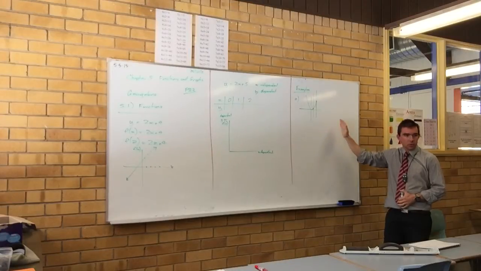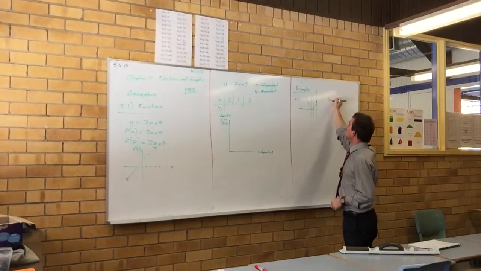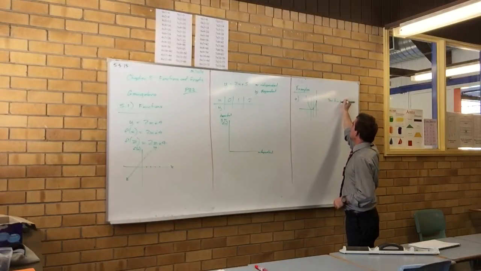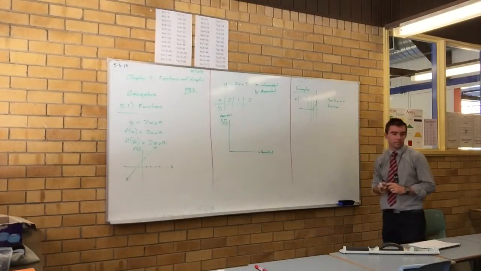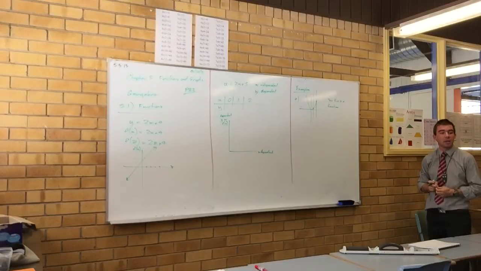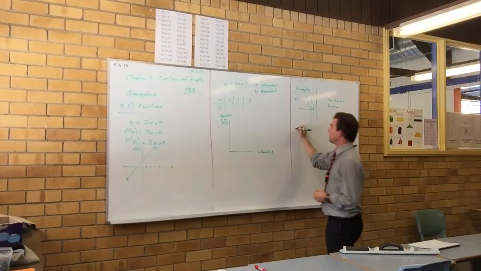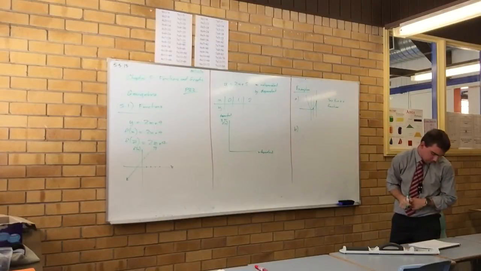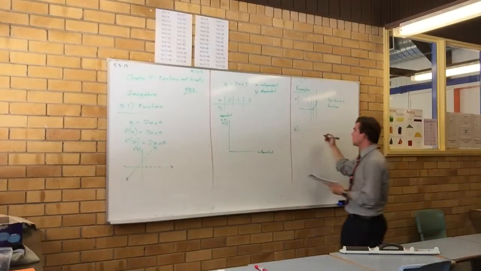Can everyone understand what I'm saying here? Only one point, so therefore, yes, this is a function, because every single value for x has a value for y. Alright, second one. A bit hard to see in your notes.